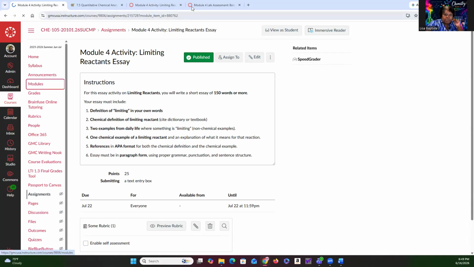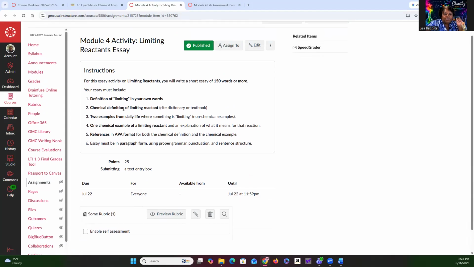So I want to go to modules on this one. All right, so the next thing is our module activity. We're looking at the limiting reactant essay. And in this essay, you want to give the definition of limiting in your own words. You want to give me a chemical definition of limiting reactant, and two examples from your daily life of how you can use the word or the term limiting. And these are non-chemical examples, okay? Something that you experience in your daily life.